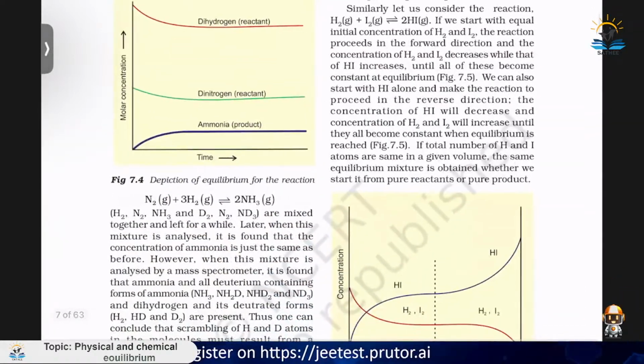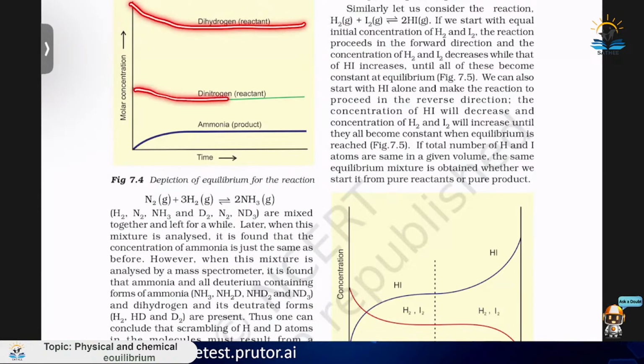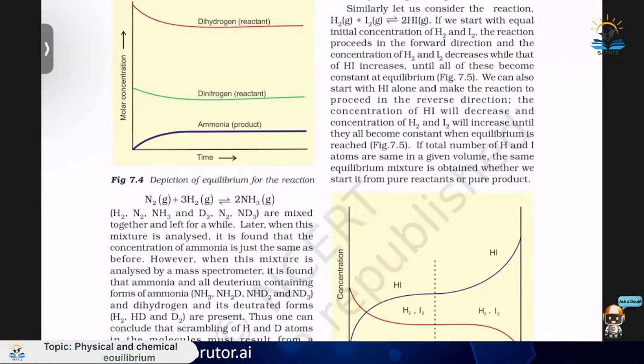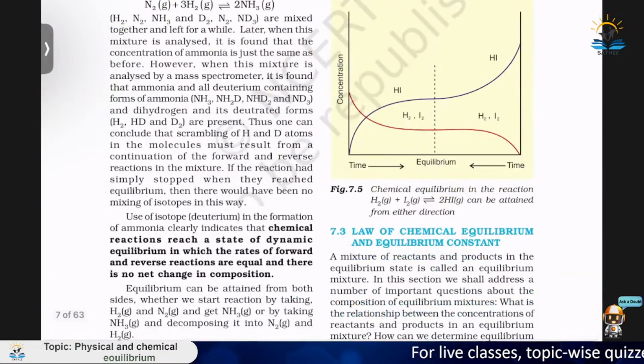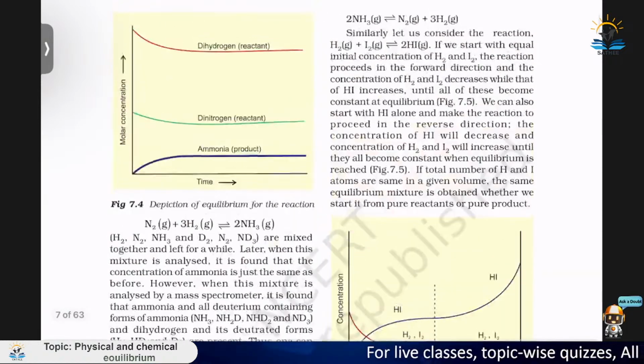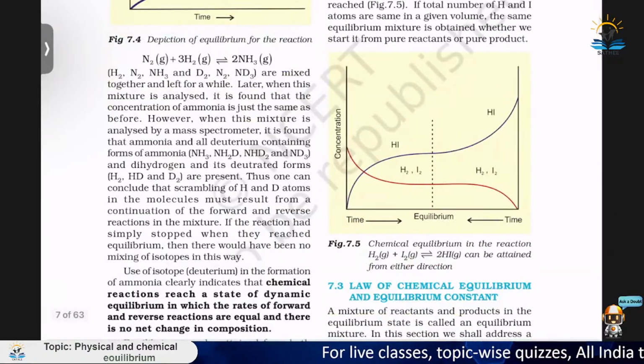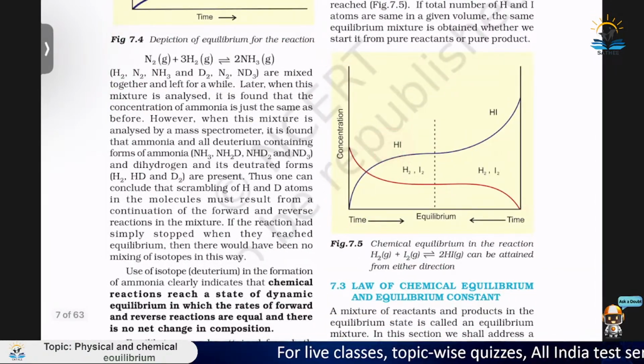Next, they have given one more example, the formation of ammonia, in which dihydrogen and dinitrogen are getting depleted because they are reactants, and ammonia is increasing, and they all become constant at this point. So this point is known as the equilibrium point, right? Okay. They have given a few more examples, such as the formation of HI.